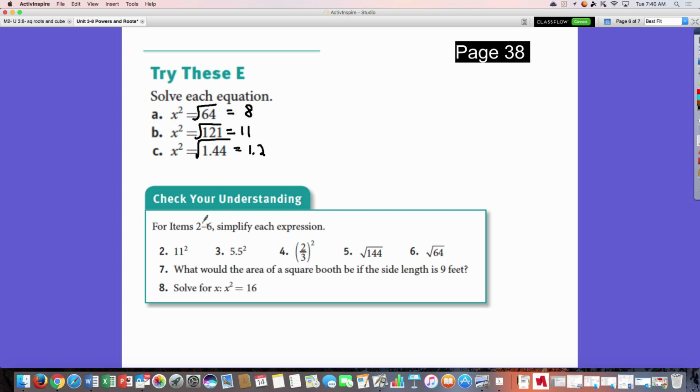Let's look at these. When I say chicken, press pause and work these problems out. Chicken. Welcome back. 11 squared, 121. 5.5 squared, 30.25.